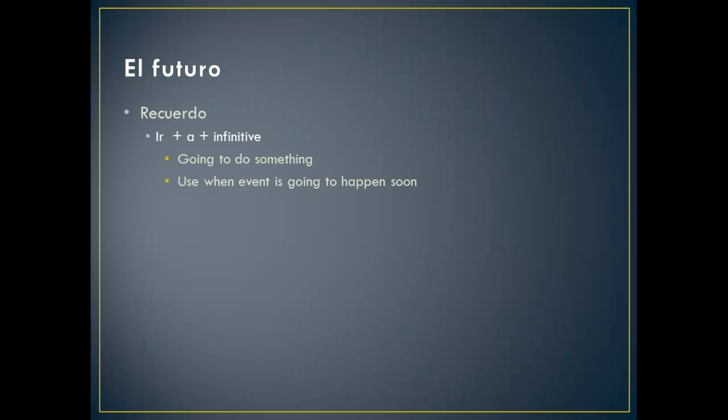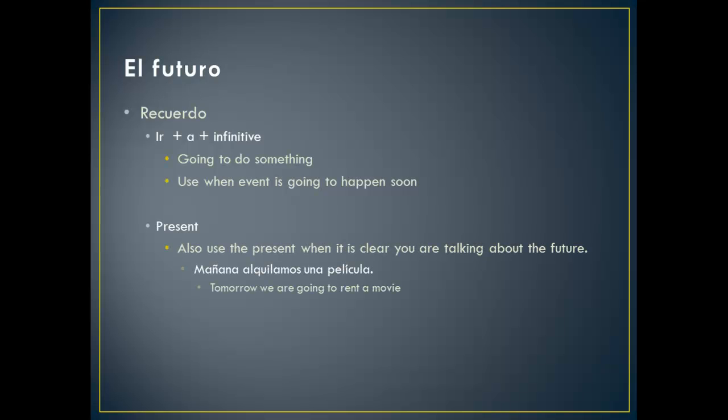Okay, the future. Remember, we have already learned how to do simple future where we put ir plus a plus the infinitive. This is when we're going to do something. And we use this when the event is going to happen soon, like voy a estudiar para el examen. I am going to study for the exam.